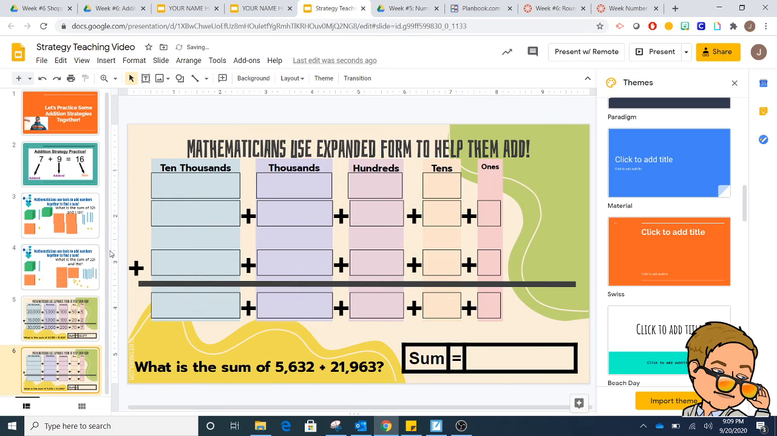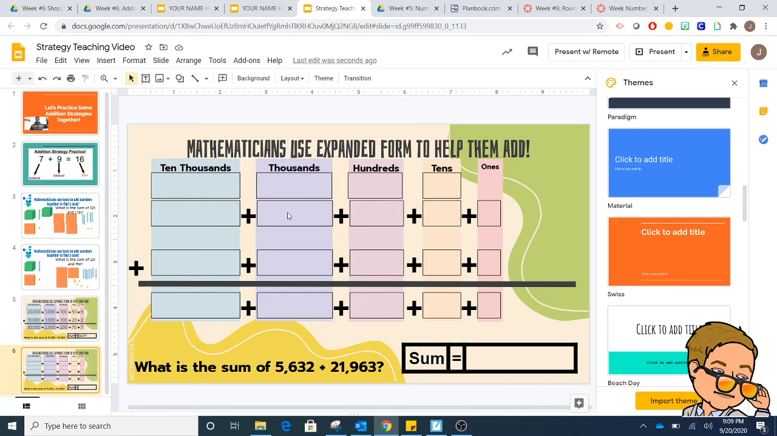So here's the next one. 5,632 plus 21,963. On your desk, use this chart to help you solve for the sum. Once you have your answer, go ahead and type it into PlayPosit, and then we will check it together.